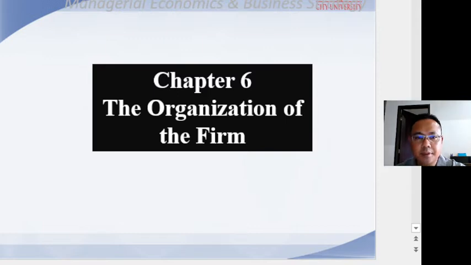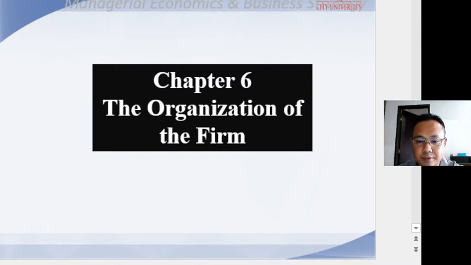We are now in chapter 6, the organization of the firm. In chapter 5, we saw how a manager can select the mix of inputs that minimizes the cost of production. However, our analysis in that chapter left unresolved two important questions. First, what is the optimal way to acquire this efficient mix of inputs? Second, how can the owners of a firm ensure that workers put forth the maximum effort consistent with their capabilities? So in this chapter, we address these two issues.